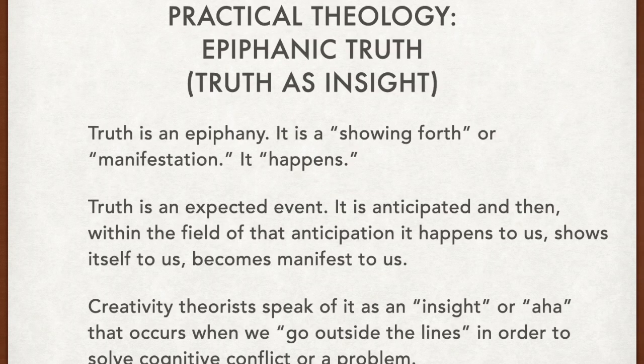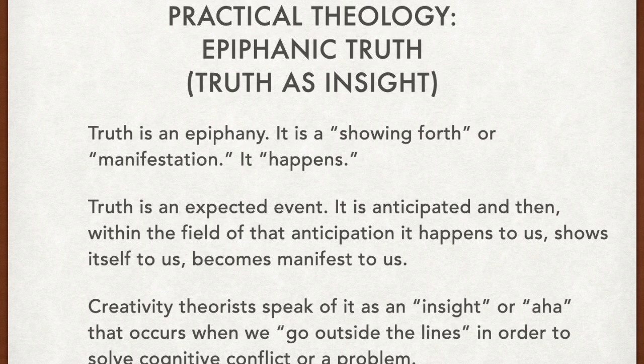Okay, so if this is a preacher's style, over time, preachers who use this style are telling their congregations that Christian truth is an epiphany. The word epiphany means a showing forth or a manifestation, an event, something that happens. Truth is an expected event within a certain sort of field of meaning or trajectory of meaning that requires the listener to participate to some extent in taking hold of it. Meaning, Christian truth is anticipated, and then within the field of that anticipation, it happens. It arrives. It becomes manifest to us.